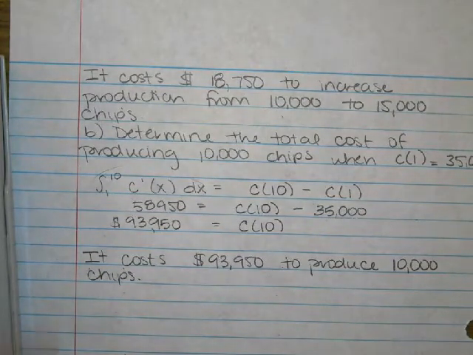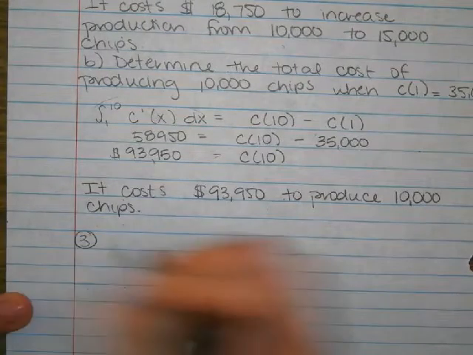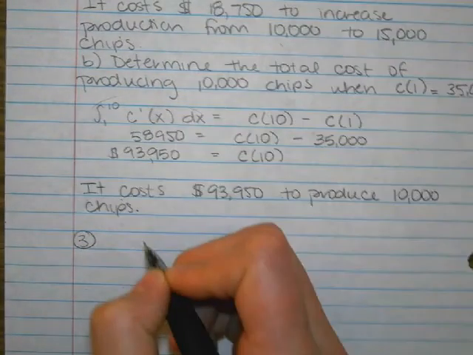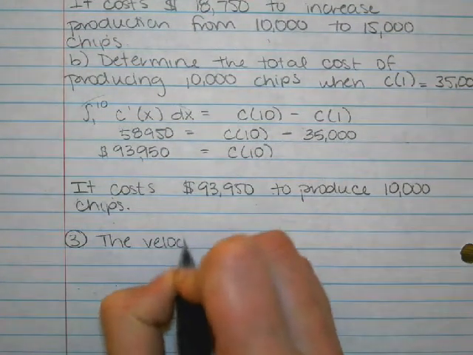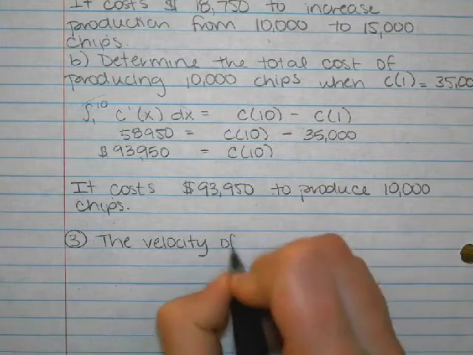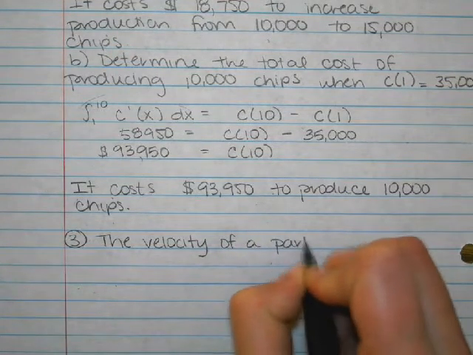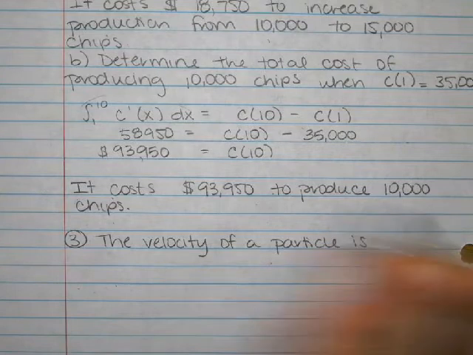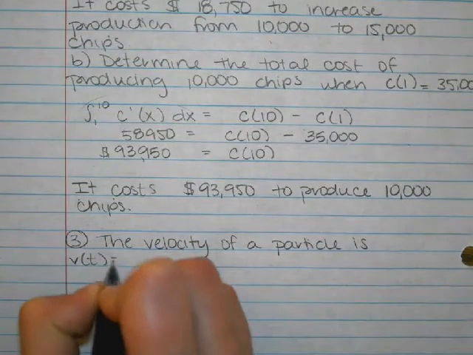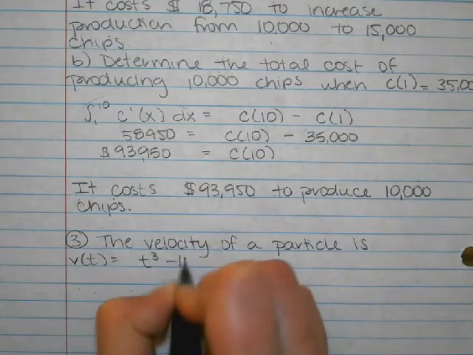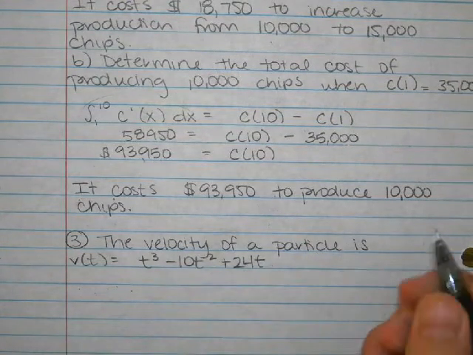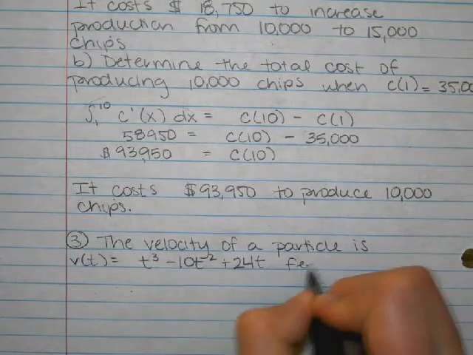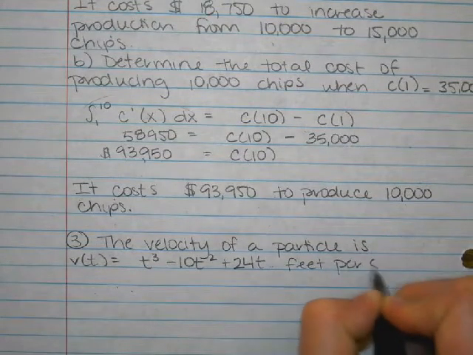Okay, one last example. We're going to say the velocity of a particle, and velocity is rate of change, right? It's how the particle is moving. So the velocity of a particle is t to the third minus 10t squared plus 24t feet per second.